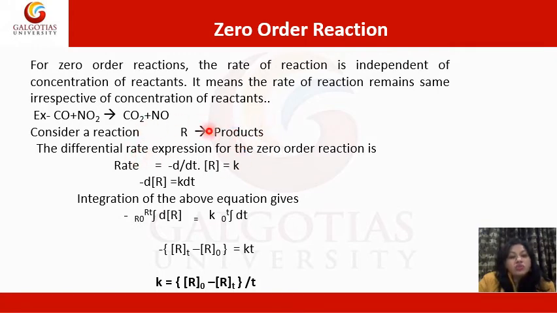Then the differential rate expression for a zero order reaction is rate equals minus d[R]/dt equals k, or minus d[R] equals k dt. When we integrate this equation, the integral of d[R] with limits [R]0 to [R]t equals k times the integral of dt with limits 0 to t. When we solve this integration, we get k equals ([R]0 minus [R]t) divided by t.